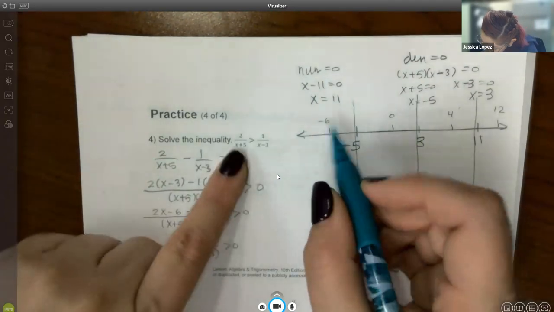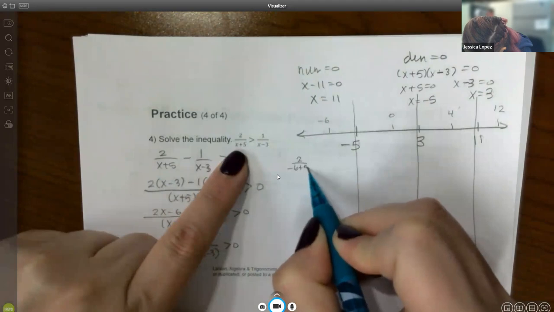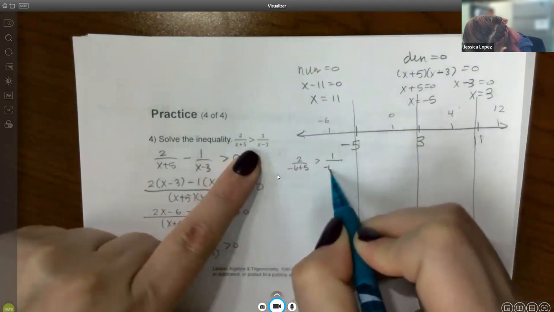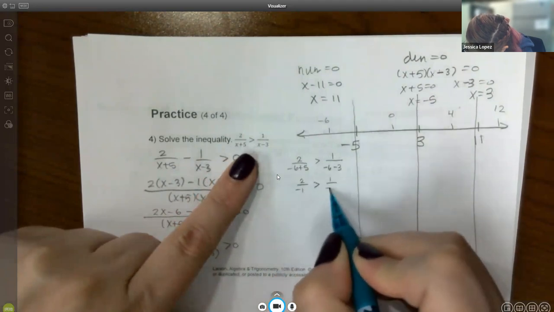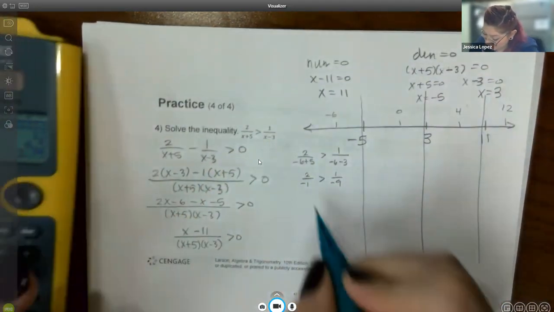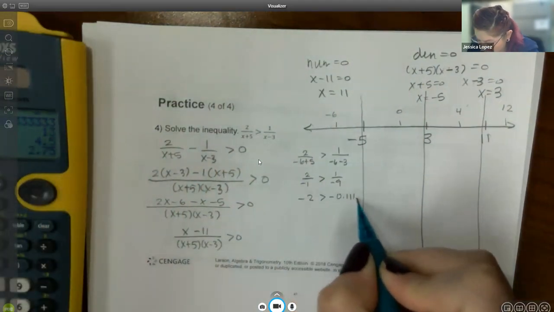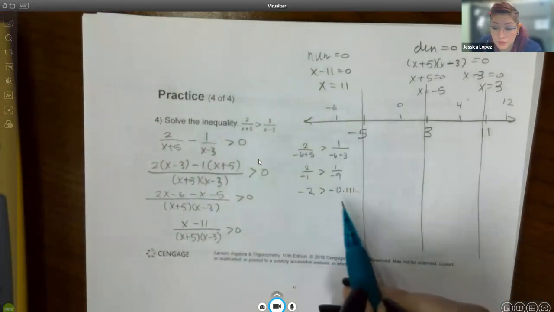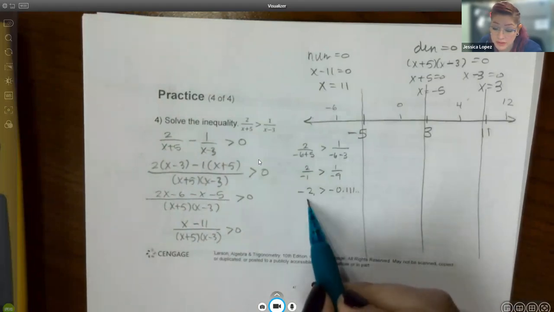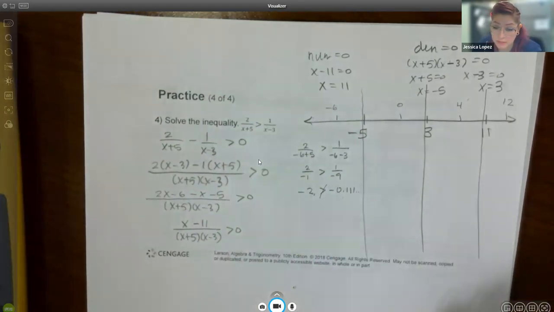So testing the first one, negative 6. We get 2 over negative 6 plus 5 greater than 1 over negative 6 minus 3. This is 2 over negative 1, 1 over negative 9. So I get negative 2 greater than negative 0.111 repeating, okay? This is false. This is a bigger negative, right? This is like saying I have negative 11 cents in my account. This is like saying I have negative $2 in my account. This is worse, okay? It's smaller. This is not a true statement.